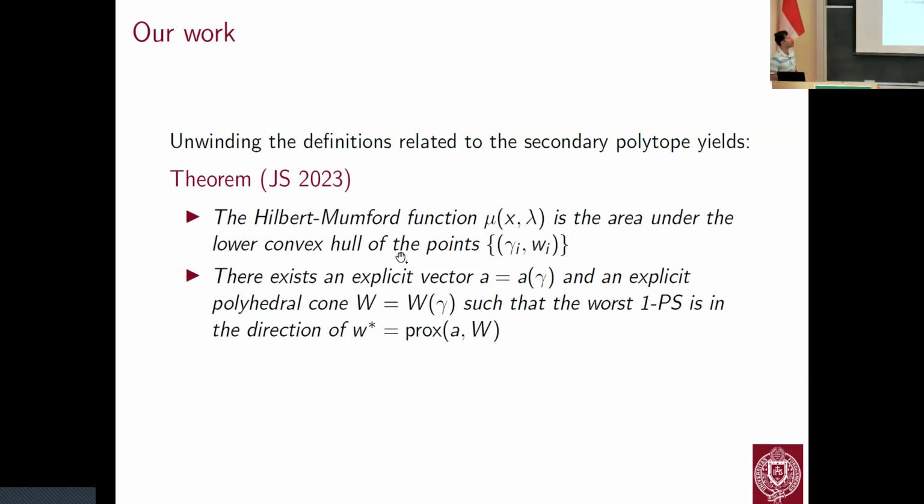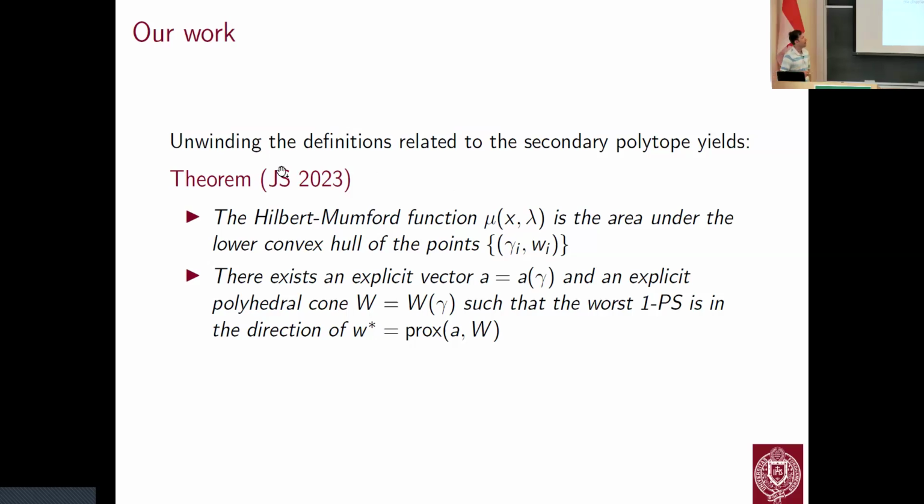And for us, here's what that means. This Hilbert-Mumford function, the thing that helps you compute the worst one-parameter subgroup, has a really natural interpretation in pictures. It's the area under the lower convex hull of the points that you get by graphing the gamma i's. So those are the numbers in your semigroup, along with the weights that you're going to try to assign to a one-parameter subgroup.